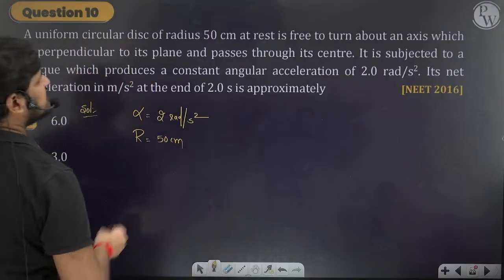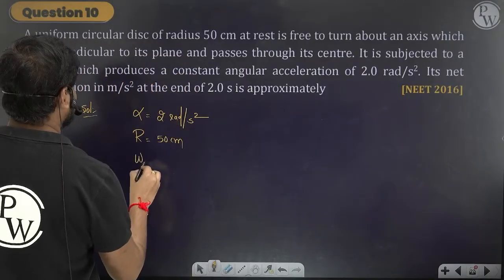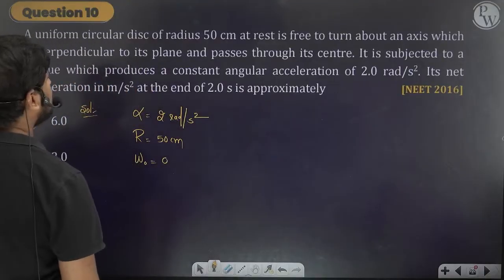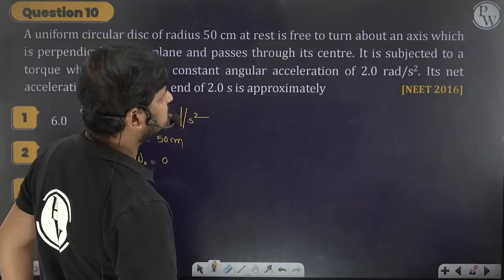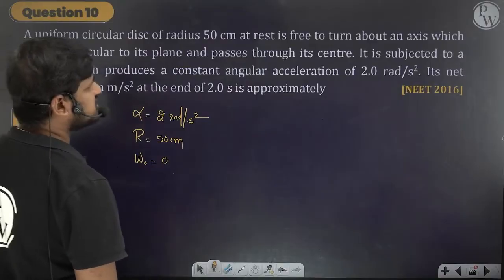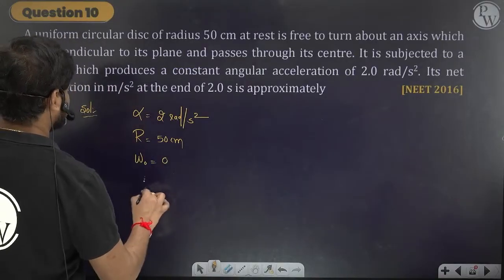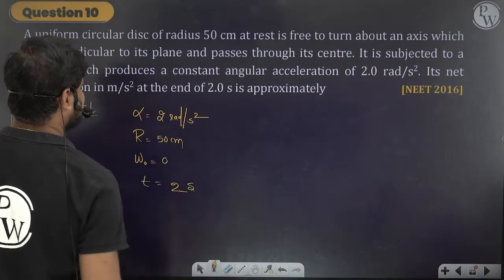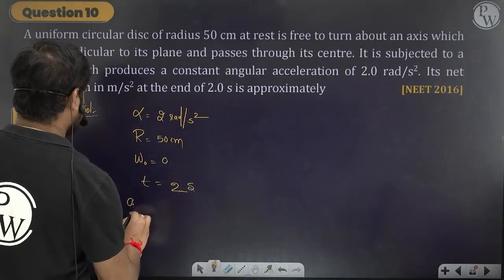So then, which is at rest? So the initial angular velocity is 0 about a point perpendicular to its plane, so it passes through its center. It's subjected to a torque which produces a constant angular acceleration, and time is also given, which is 2 seconds. So then we have to find the a net, the net acceleration.